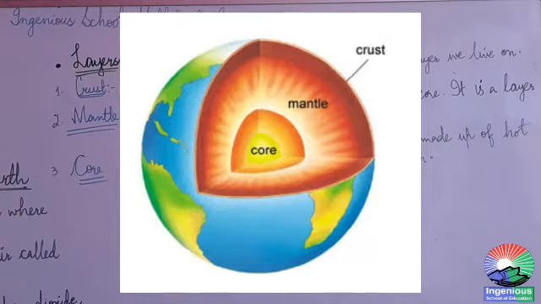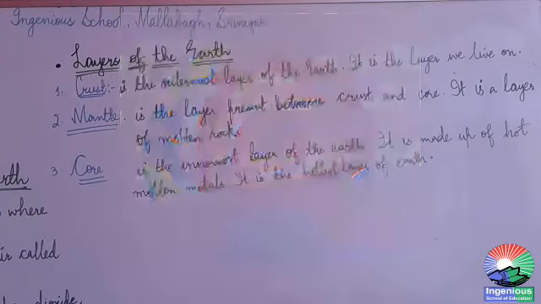Now let's talk about core. Core is the innermost layer of the earth and it is the hottest layer of the earth. It is made up of hot molten metals.